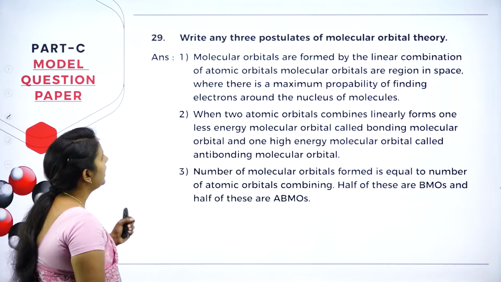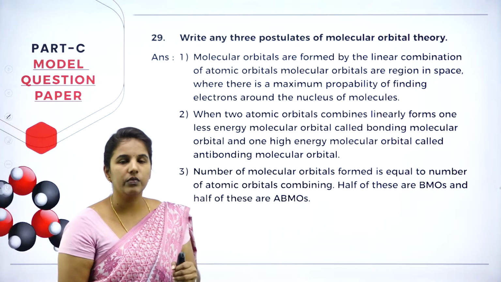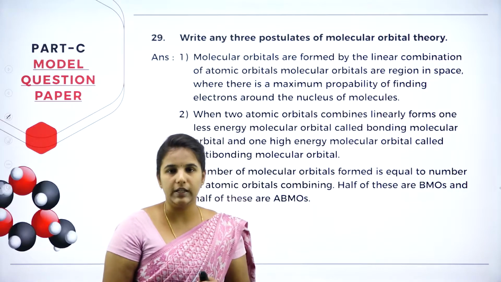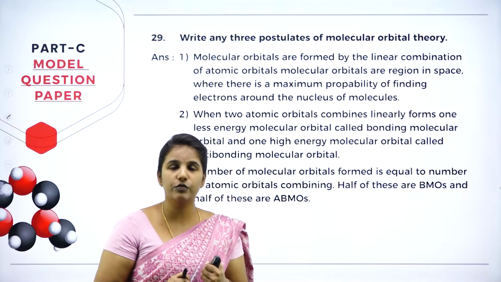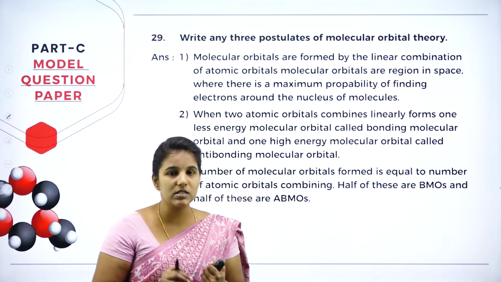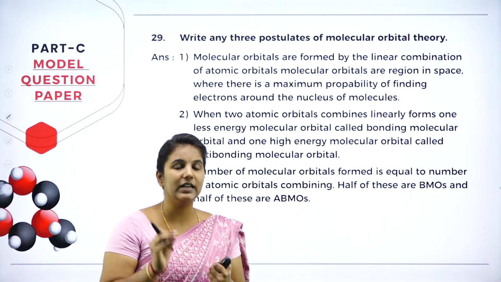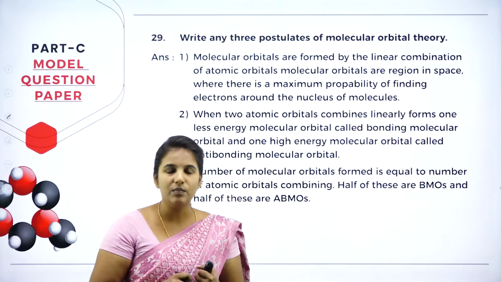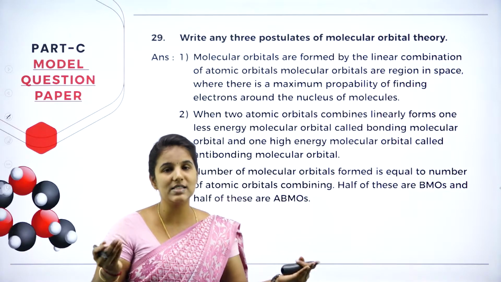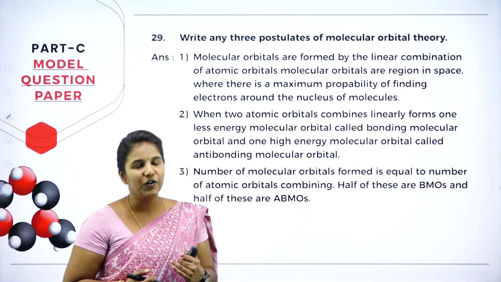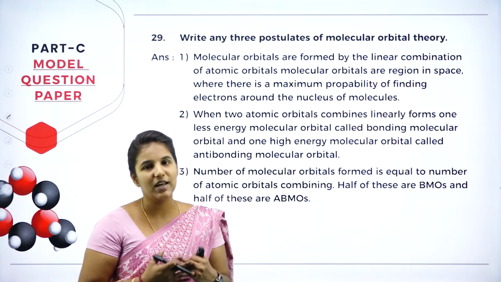Next, write any 3 postulates of molecular orbital theory, also known as MOT. Again, this is a question from inorganic chemistry, Unit 4, Chemical Bonding and Molecular Structure. In this unit, please understand there will be 3 questions in the 3 mark section, so you have a lot of choices this time. You can attempt any of these questions and you can easily get 70 on 70 in your first PUC chemistry, as they will give almost all the easiest questions.